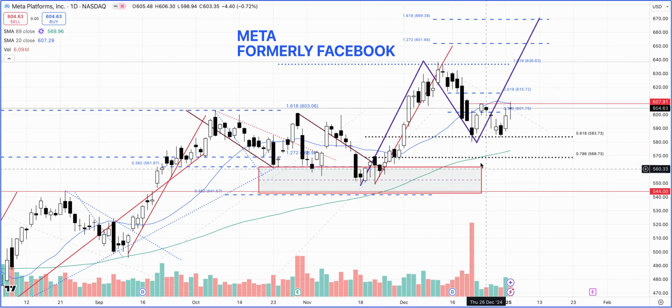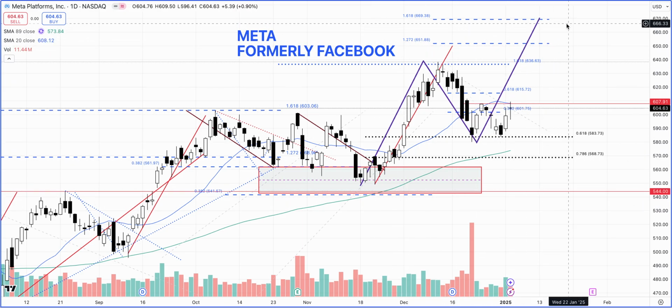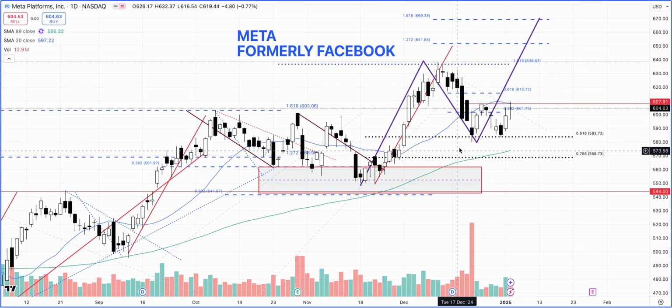And as long as this level is held and the price begins to close above this 20 period moving average, I think it's got a shot to complete this ABCD right at the 670, getting very close to the targets on the weekly chart as well. So this is what we are watching in Meta, and the important thing is that there is a potential this could be a double bottom.